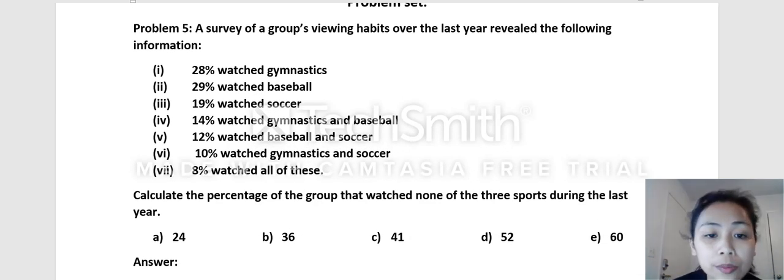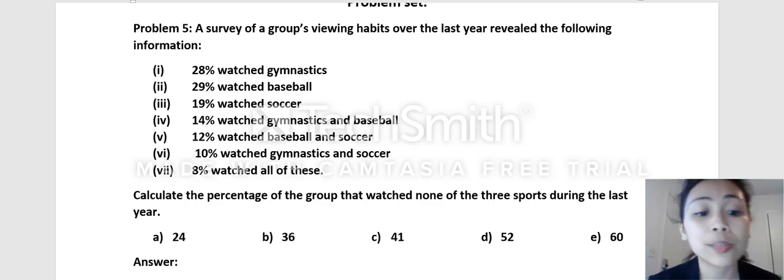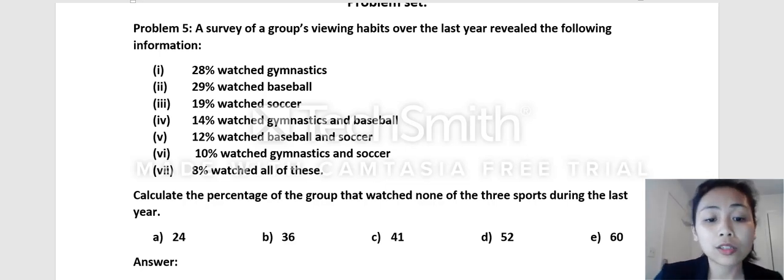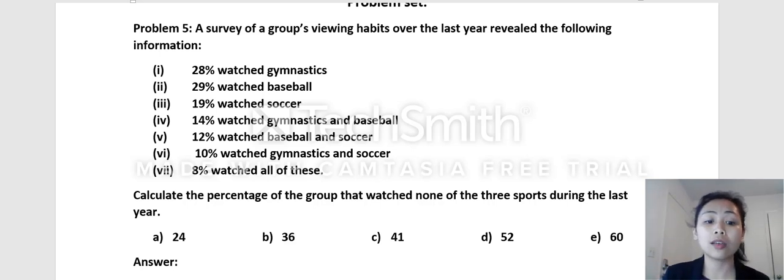A survey of a group reviewing habits over the last year reviewed the following information. 28% watched gymnastics, 29% watched baseball, 19% watched soccer, 14% watched gymnastics and baseball, 12% watched baseball and soccer, 10% watched gymnastics and soccer, 8% watched all of these. Calculate the percentage of the group that watched none of the 3 sports during the last year.